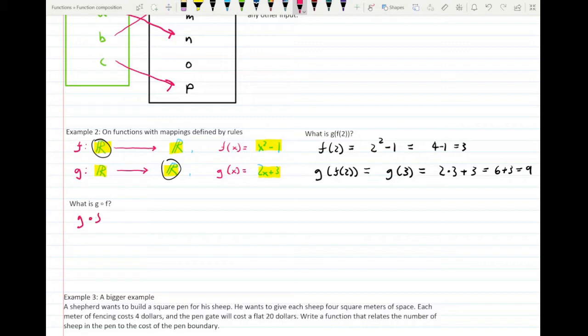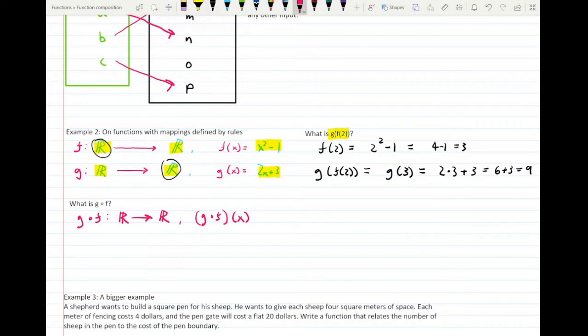G composition f, inputs from the numbers back into the numbers, and g composition f of x is where things get a little bit more tricky. Instead of working with a particular value, as we did with g of f of 2, we're going to work with the entire expression for f of x.